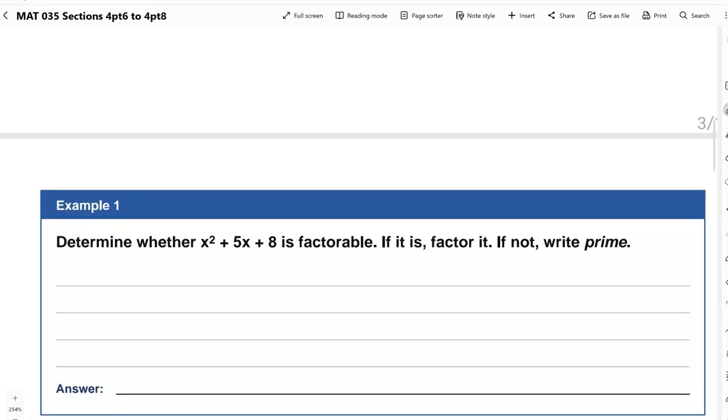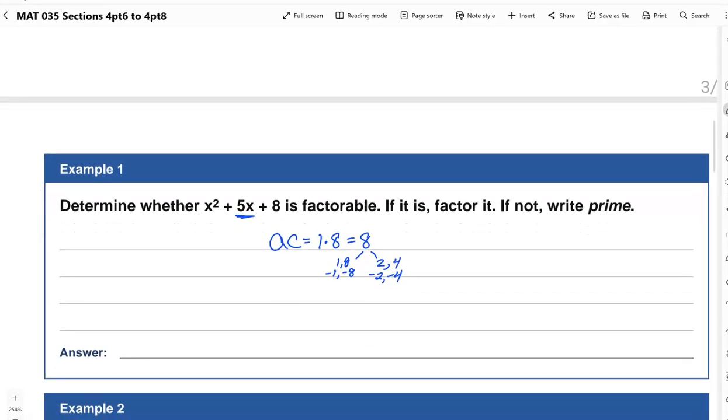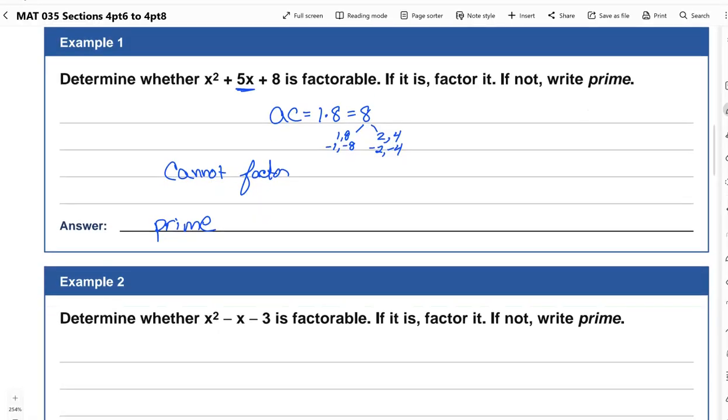So let's look at an example. Let's say we have x squared plus 5x plus 8, and we're asking, can we factor it? So let's use our AC method. It's going to be 1 times 8, which is 8. We're going to think about what can we multiply together to get an 8. Well, we have 1 and 8, negative 1 and negative 8, 2 and 4, negative 2 and negative 4. None of those combinations will give me that 5 in the middle. So this one we cannot factor, which means this is a prime quadratic. Prime just means it can't be factored.